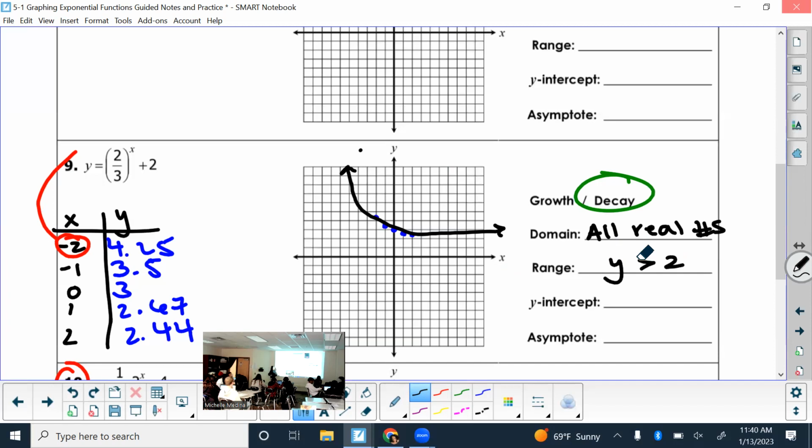Y greater than 2. Anyone disagree? All right, good. So it does go infinitely up, does not go infinitely down. It looks like it stopped. From looking at the graph, it looks like it stops around the 2.